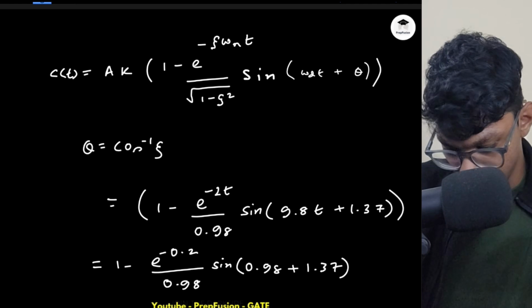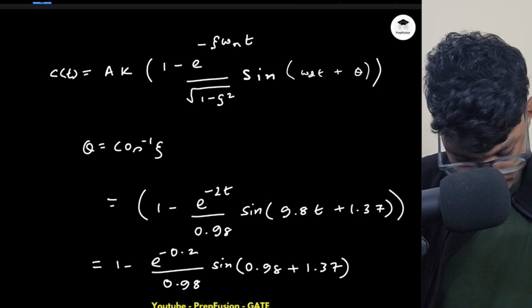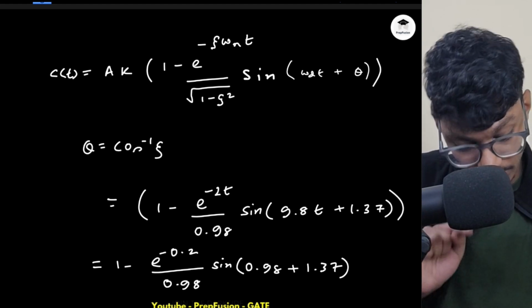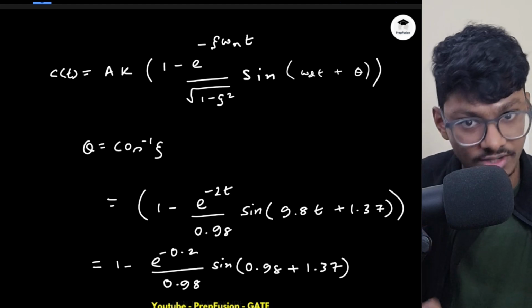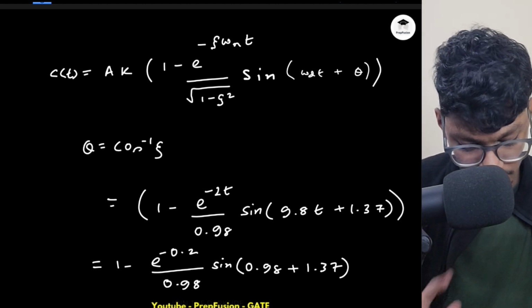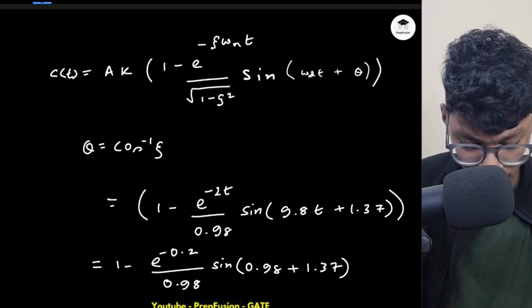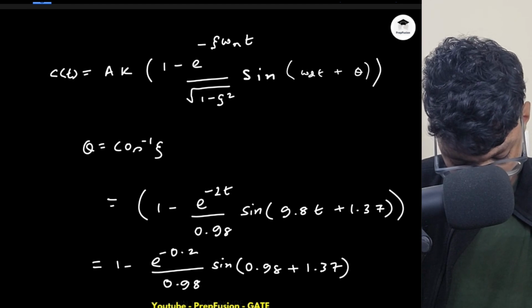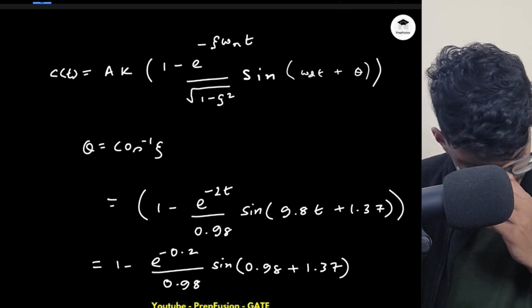So if I do all this, plus 0.98, then take the sine of this. Remember, you have to change your calculator to radians, then calculate the sine of that angle. Else you will get a wrong answer. All this inside the sine is in radians. Don't make that mistake. Divide by 0.98, this will be 0.72.